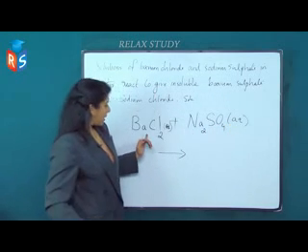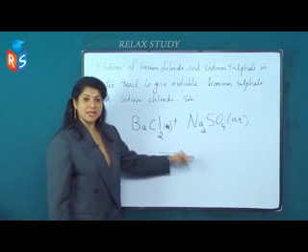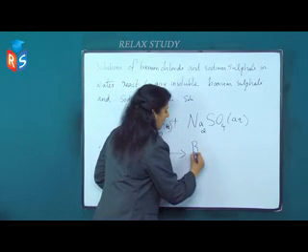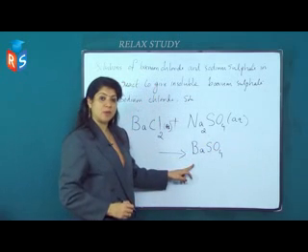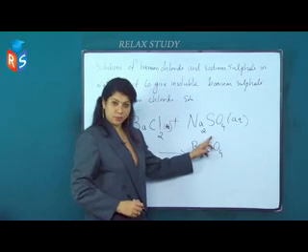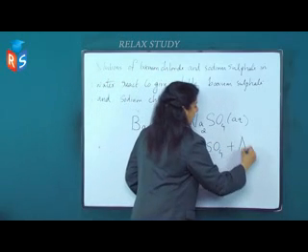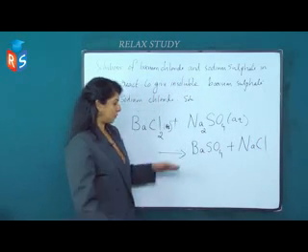Then after reacting, we'll get two products, one barium sulfate and sodium chloride. Barium sulfate having formula BaSO4. Barium possesses valency 2 and sulfate also possesses valency 2. We'll get barium sulfate plus sodium chloride, NaCl. NaCl is sodium chloride. Both of them.